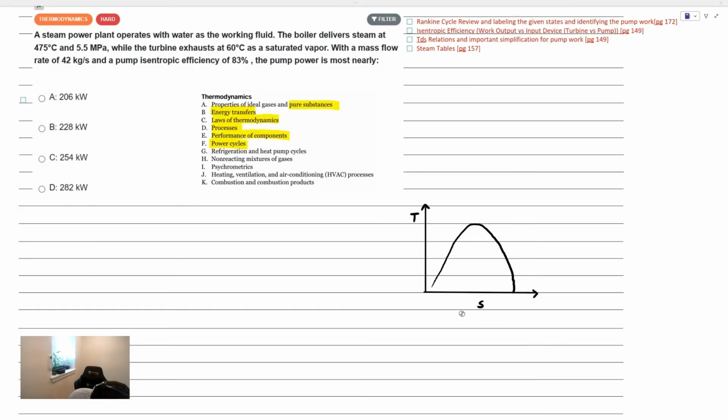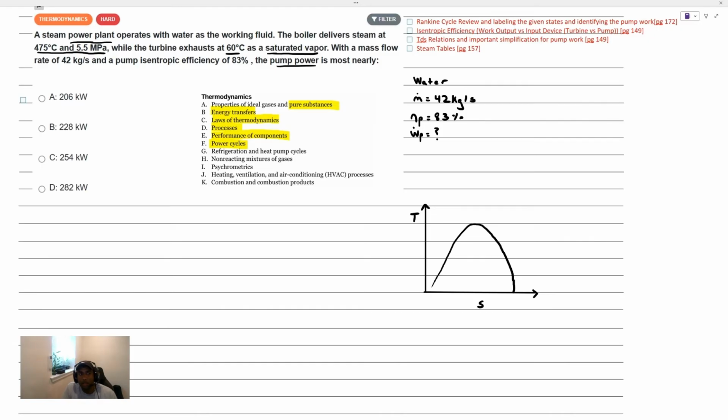In this problem, we have a steam power plant. That steam power plant is operating with water as the working fluid, so we're going to be working with water in this problem. The boiler delivers steam at 475 degrees C and 5.5 megapascals, while the turbine exhausts at 60 degrees C and it's a saturated vapor. The mass flow rate, m dot, is equal to 42 kilograms per second, and the pump isentropic efficiency, eta sub p, is equal to 83%. And what we're asked for is, what is the pump power, W dot, for that pump?